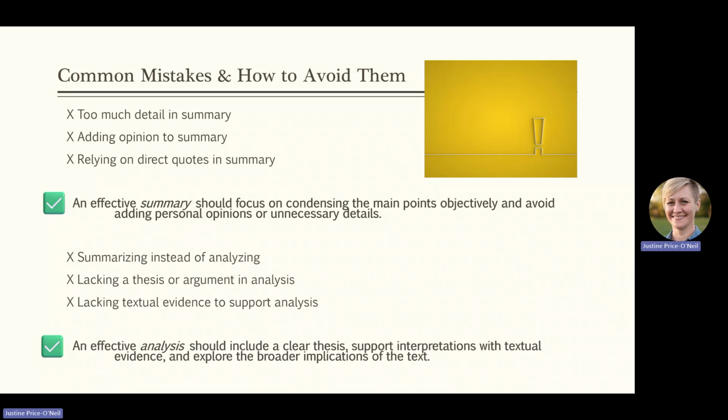Okay, and then for analysis, problems there are when we're summarizing instead of analyzing, so giving those factual main idea points instead of going deeper. Another problem is just lacking an overall thesis or argument in the analysis and lacking textual evidence to support the analysis. So going back to the text and providing paraphrasing or quotes to back up what your argument is. You want to make sure that you're doing that. So an effective analysis should include these things: a clear thesis statement, for one, and then support interpretations with textual evidence, and then explore the broader implications of the text.